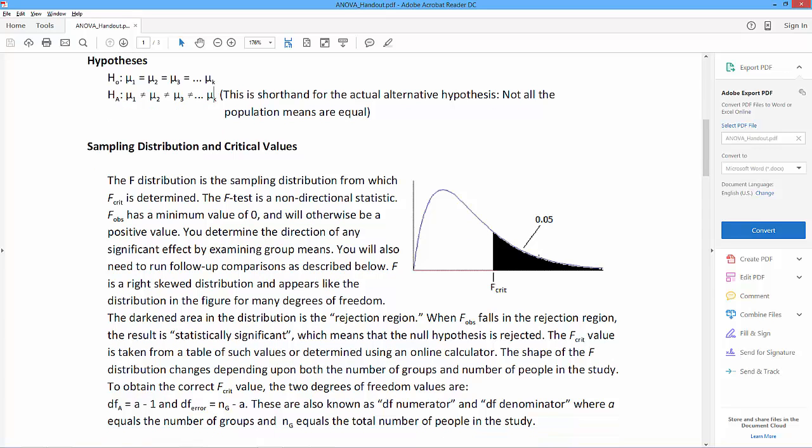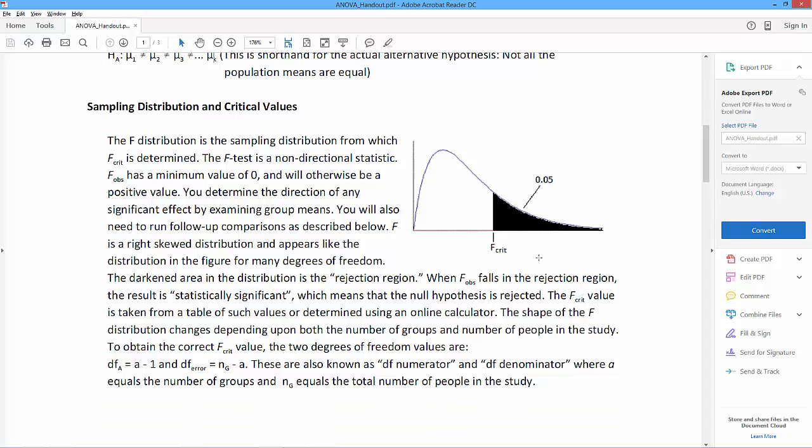The F distribution is skewed to the right, as you can see here, and this distribution changes its shape depending upon two things: how many groups you have and how many people are in your study. If you look at the very bottom of this first page of your handout, you'll see there are 2 degrees of freedom values you need. You need DFA, and then you need DF error. DFA is equal to A minus 1, and A just means the number of groups. DF error is equal to N grand minus A, where N grand is the number of people in the entire sample. So let's switch back to PowerPoint and look at those numbers.